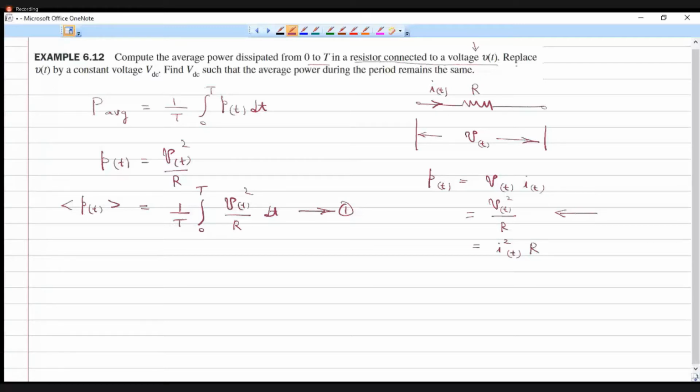Now the second part is telling us to replace v of t by a constant voltage V DC. So what if we replace this v of t with a constant voltage, say V DC? I have used capital V here because it is going to be a DC voltage. So what happens to the current? Now a new current I DC is going to flow through it.